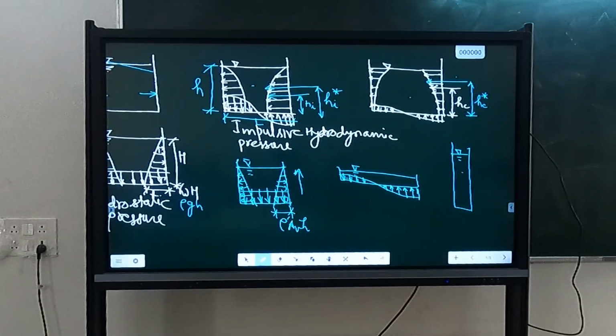Convective coefficient is less than impulsive coefficient, yes. Because I told you, when the water is vibrating with respect to the water tank, the period is longer. And when the water is vibrating with the tank, its period is smaller. In sloshing mode, the water has a longer period.